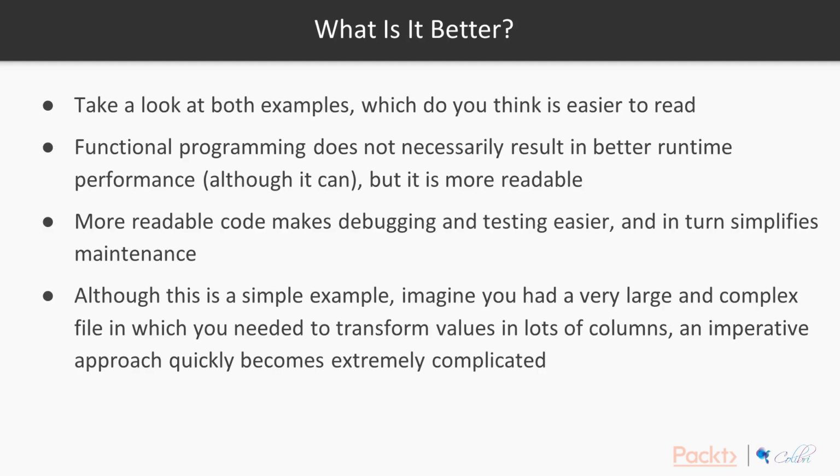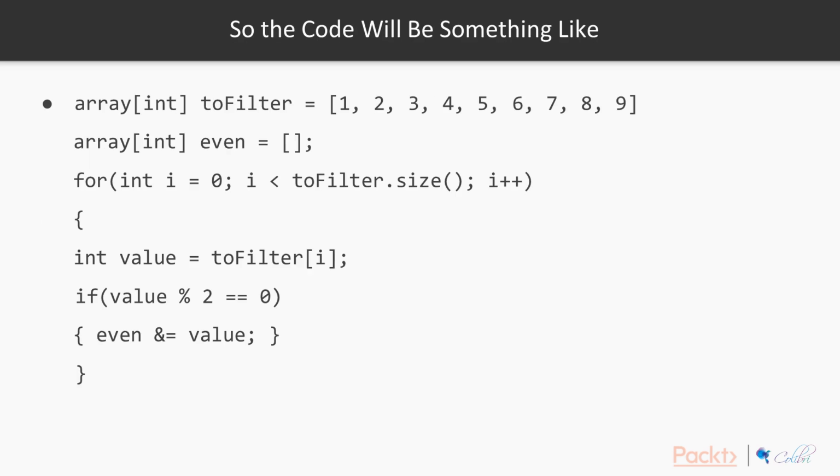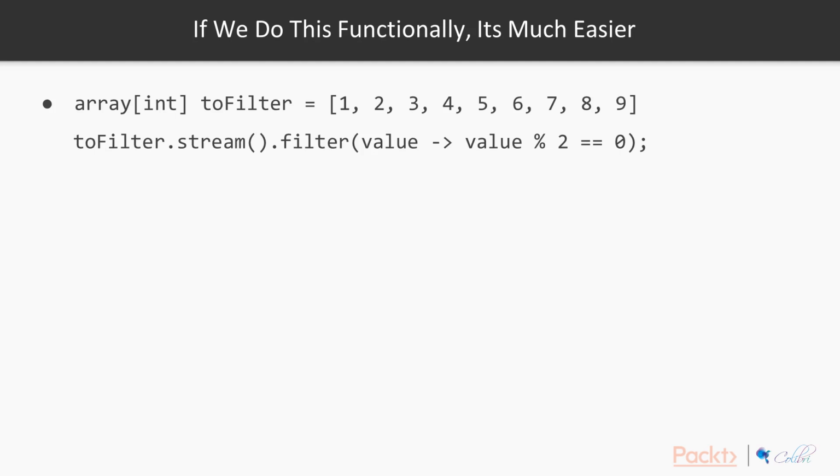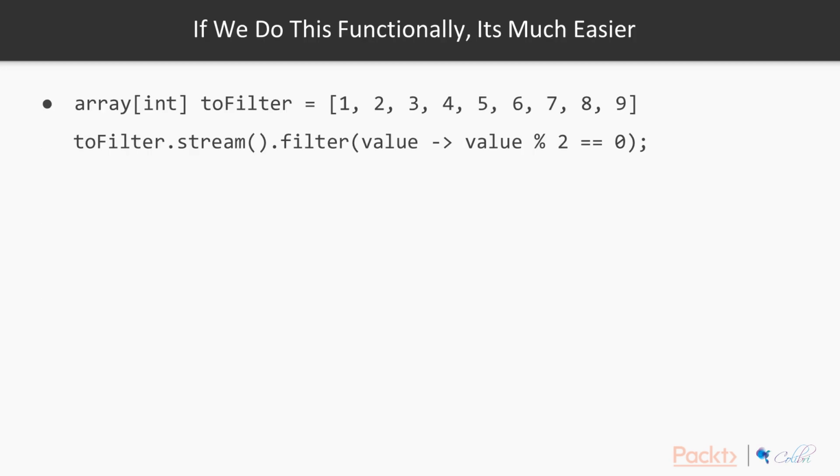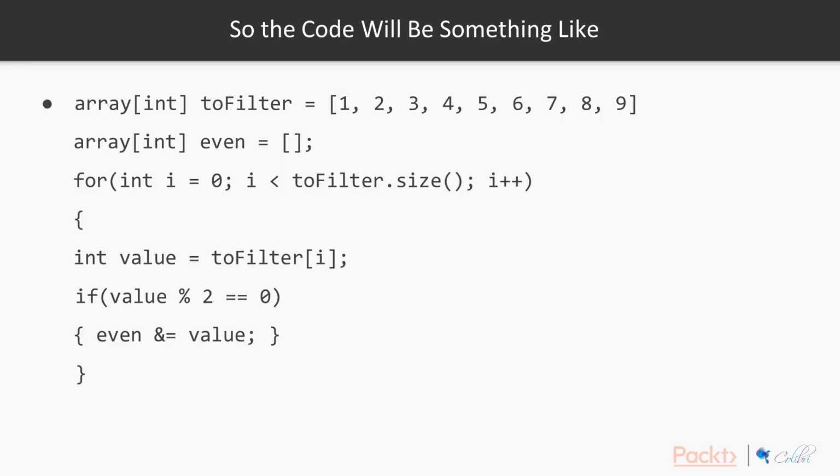So why is it better? Well, take a look at both examples again. The imperative example is some 8 or 10 lines versus the functional example, which for all intents and purposes is 1 line. Which do you think is easier to read? If you saw this, you can see very quickly that we're applying a filter function to a list. With this example, it's not obvious that it's a filter. You need to read through each line to understand what's going on and perhaps even debug it yourself to figure out what's happening.